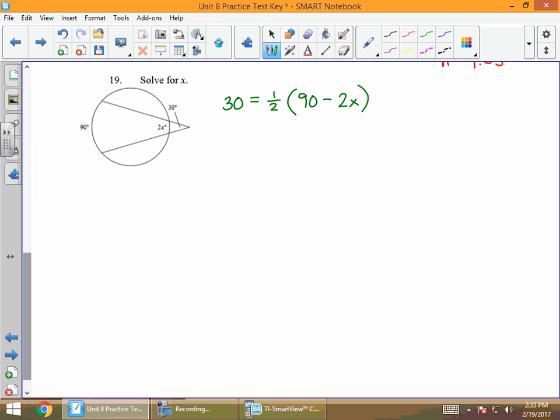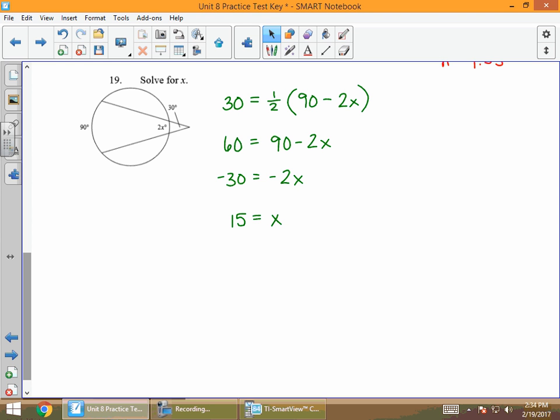Get rid of the 1/2 by multiplying both sides by 2. That makes 60 on the left. The 1/2 is gone, and I'm left with 90 minus 2x. Subtract 90 on both sides. That gives me negative 30 is equal to negative 2x. And divide both sides by negative 2, and I get 15 for x. So x is 15. And that'll do it for page 3.